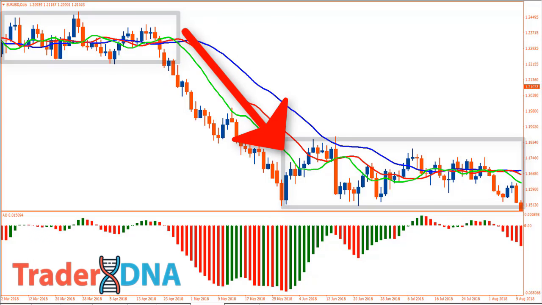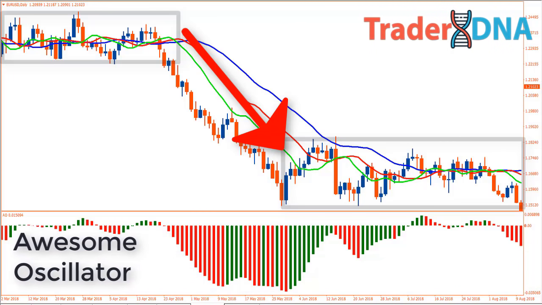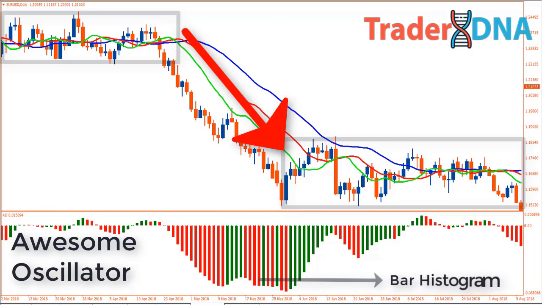The awesome oscillator is based on the difference between two simple moving averages. It helps to define the current trend and find the places of possible reversals on the chart. The indicator looks like a bar histogram under the price chart. If the market is growing, the bars also grow and turn green, and when the market is falling, the bars follow suit and turn red.